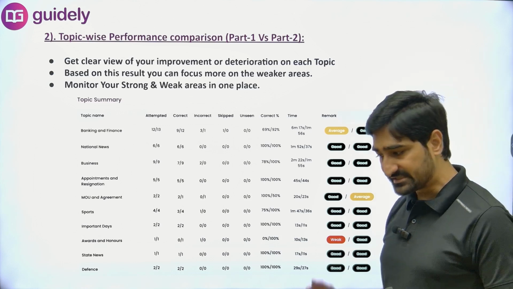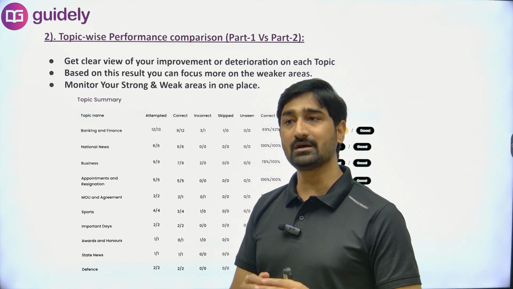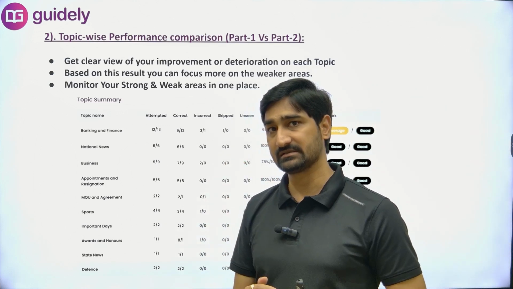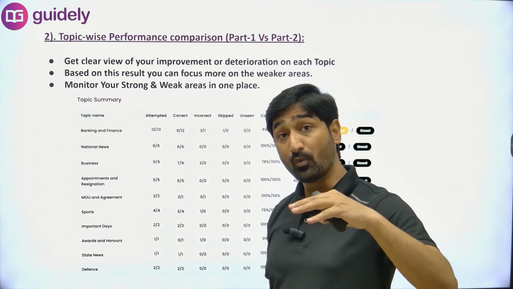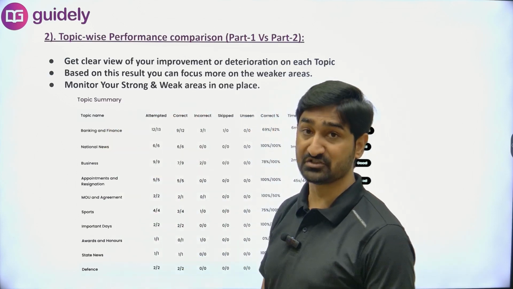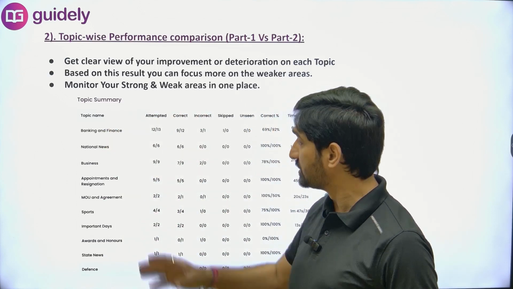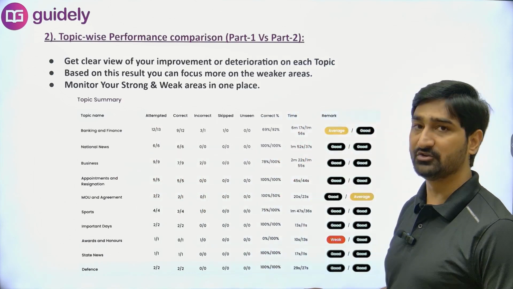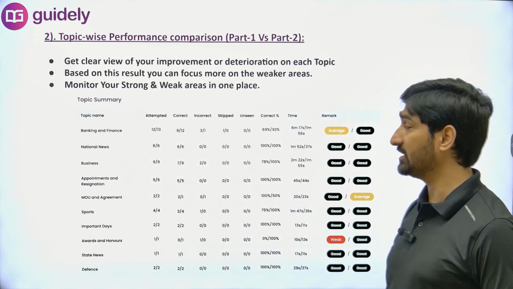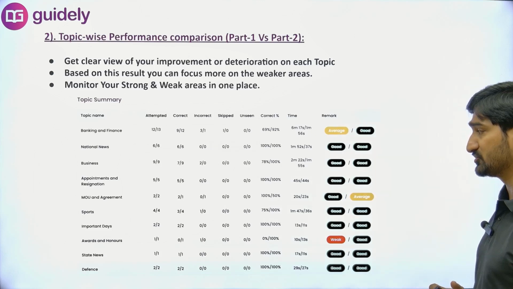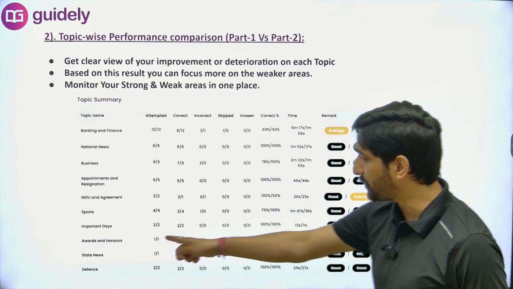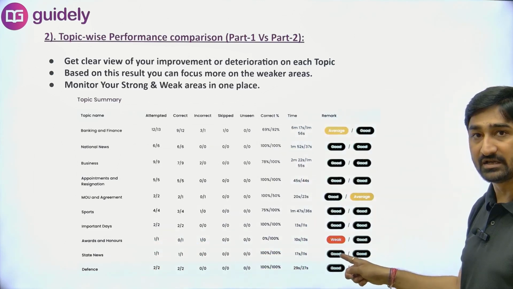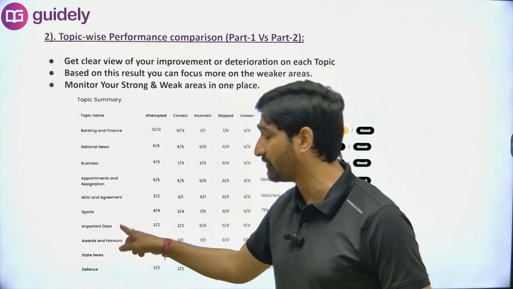Now, the second thing, you will be able to get the topic wise analysis, that in overall current affairs, what is your performance in banking and finance news, RBI circular type of news? Then what is your performance in national news, how you are performing in that category in part 1, part 2? If you are weak in a particular area, that will be shown directly, that you are weak in this particular topic, awards and honors.